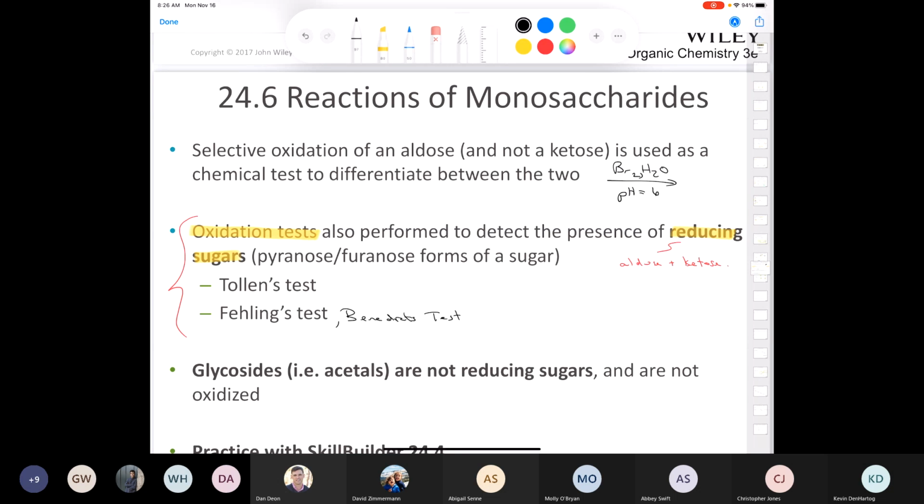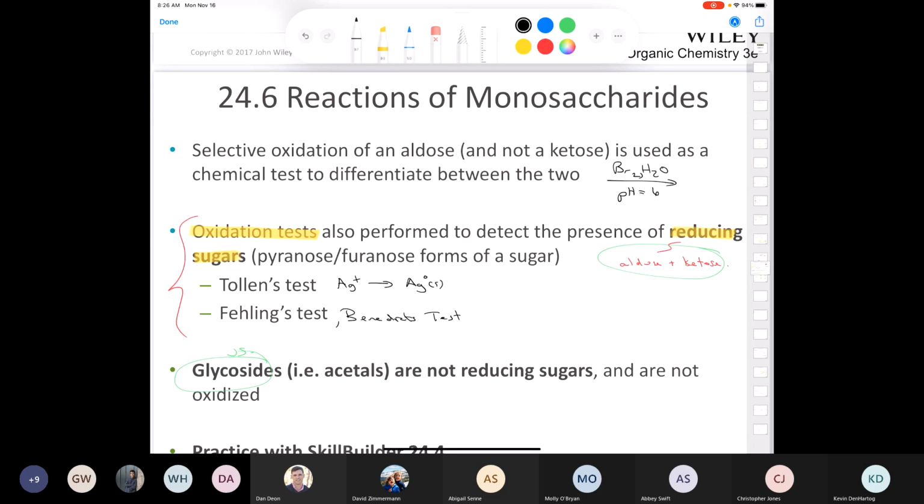And one of the ways that they were able to detect whether they had a reducing sugar, so an aldose or a ketose or a glycoside, okay? So this is what these tests are for, to distinguish between an aldose or a ketose versus a glycoside, is if they treated it with the Tollens test. The Tollens test is where you take silver ions and you reduce them. So a reducing sugar is going to be a sugar that's going to cause the reduction of silver plus to silver zero. And silver zero is silver metal.